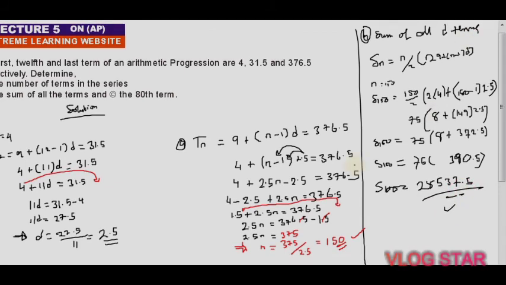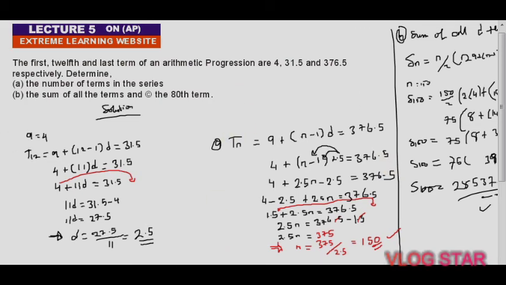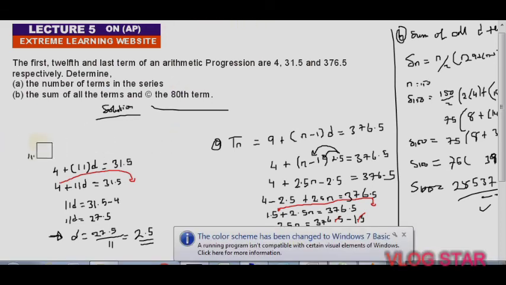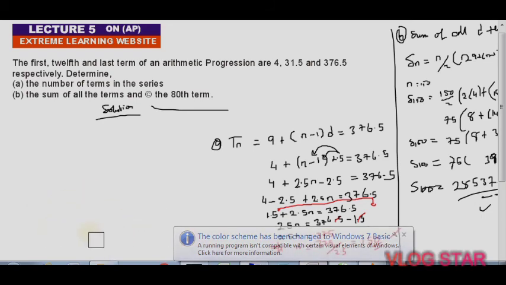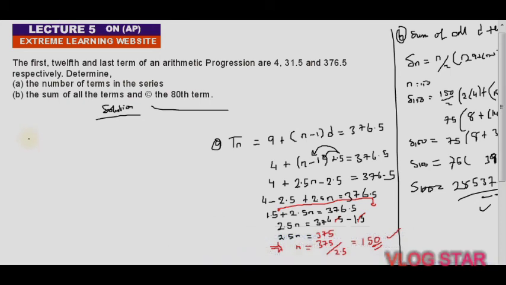So the last thing to do now, as we have here, is to find from the question we have here. The question said we should find the sum. That is the last one. The C part said find the 80th term. Now the 80th term, let's solve it here. Let's erase this side. Let's solve the 80th term of this question here.